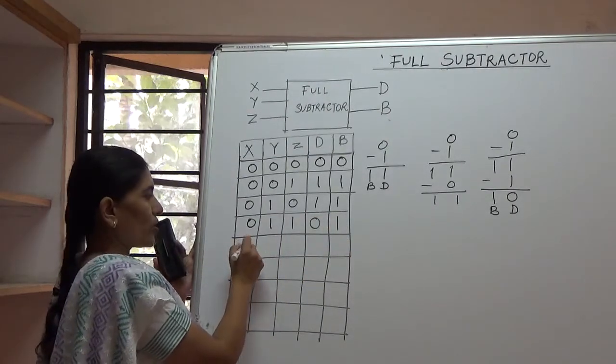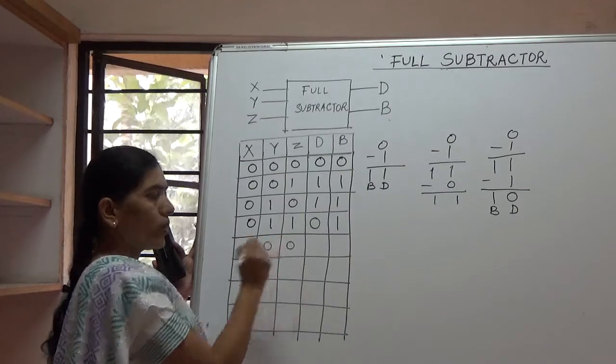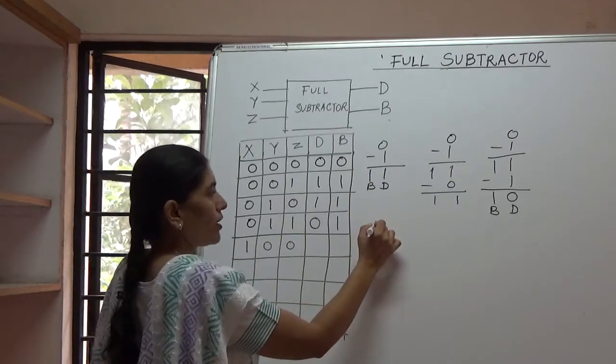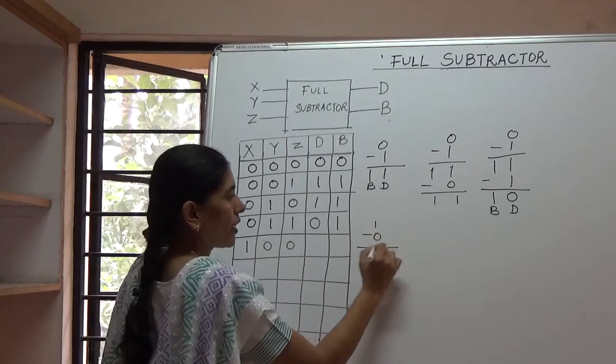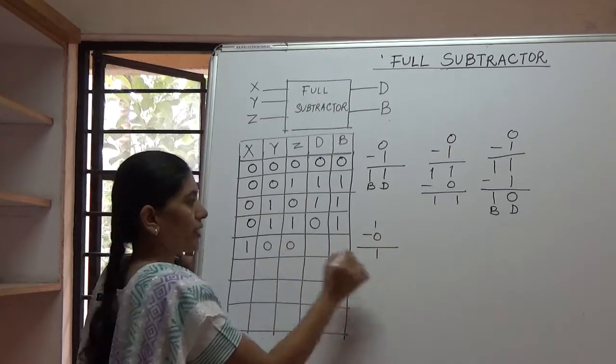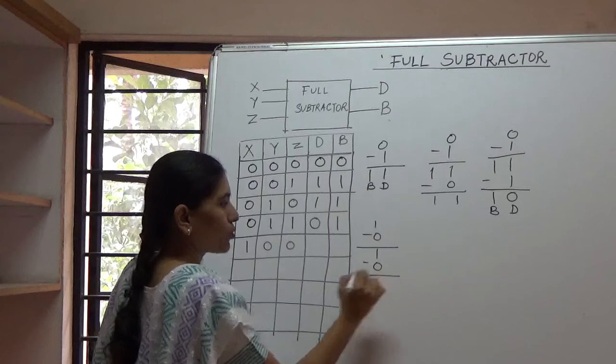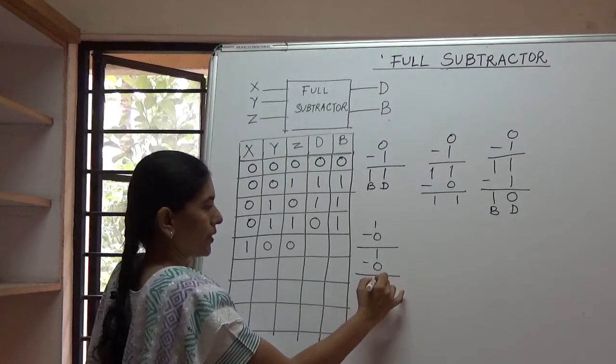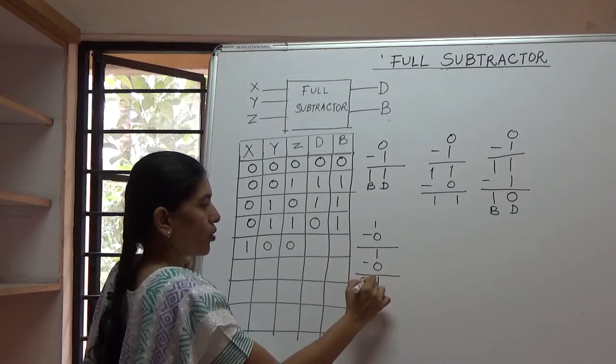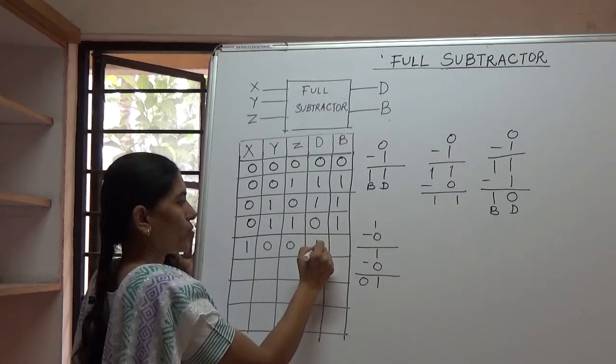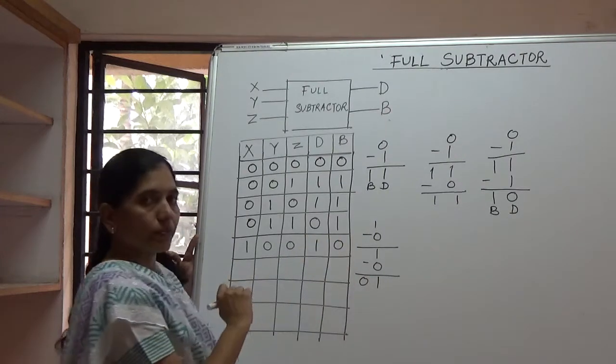The next combination is 1, 0, 0. So 1 minus 0 is a 1. Again subtracting a 0 keeps the output the same. That is, the difference is 1 and the borrow is 0.